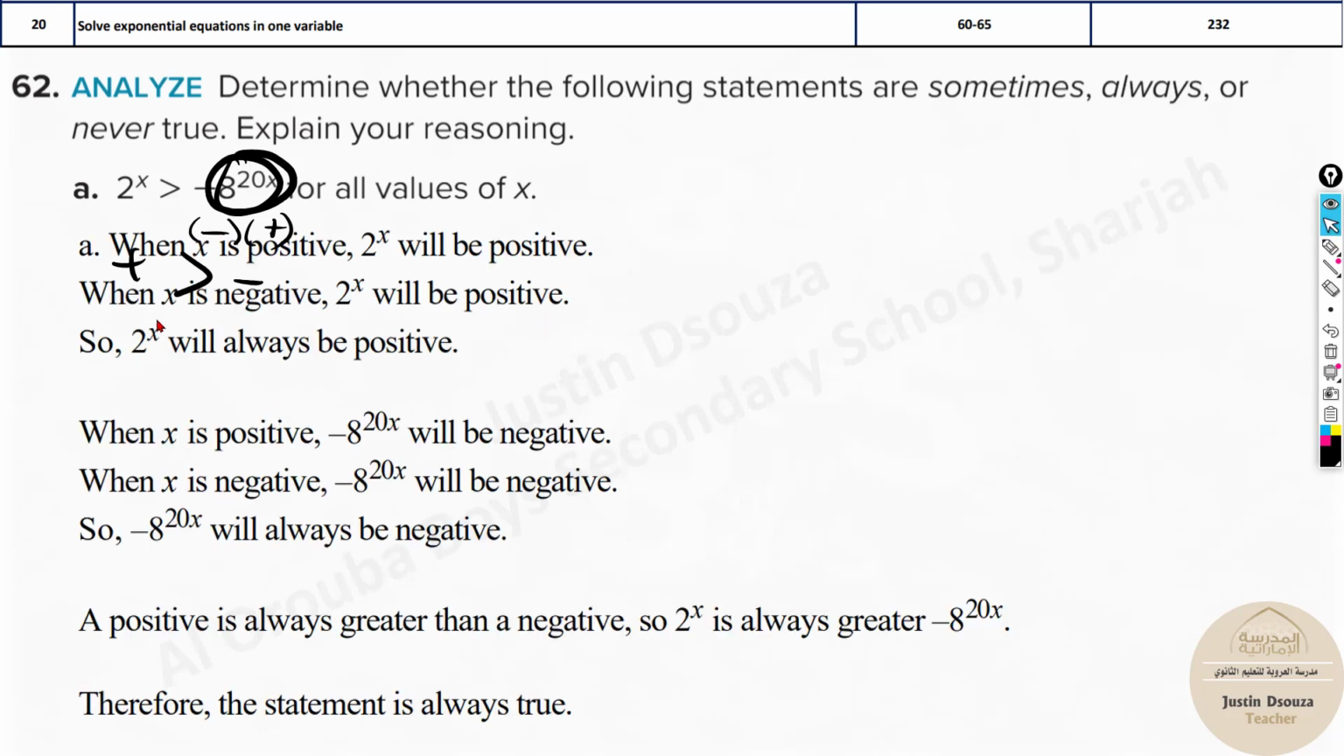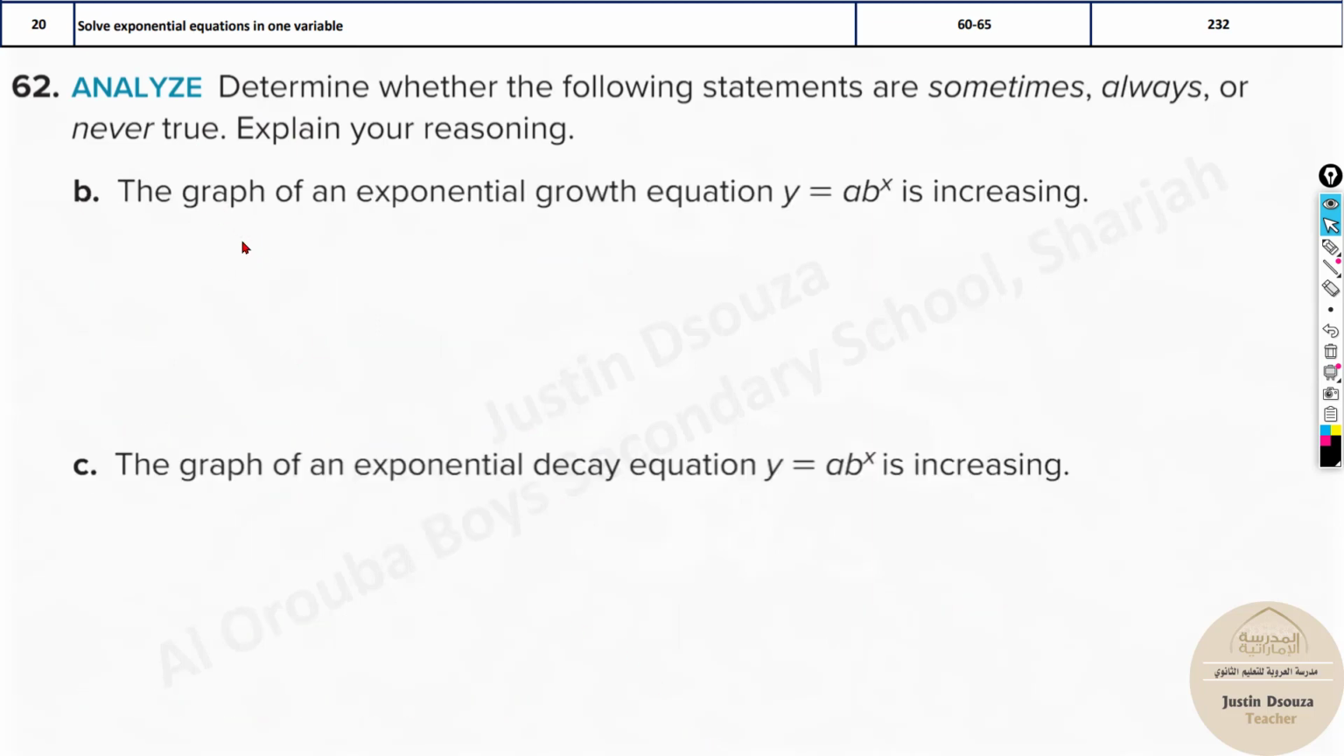Why? Because 2 to the power x will always be positive. 8 times 20 to the power x will always be positive, but this minus sign is there, so it will be always negative. This part is always positive, but minus is multiplied, so it's always negative. So, yes, 2 to the power x will always be greater than this other term. Always true.